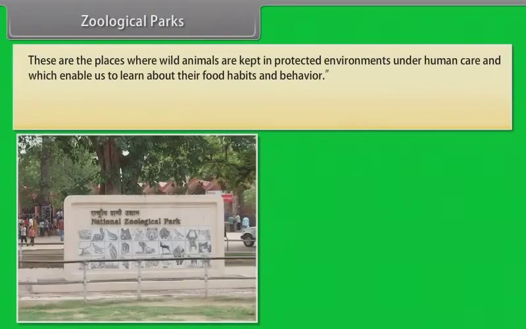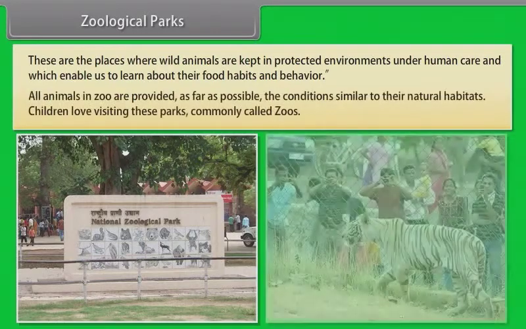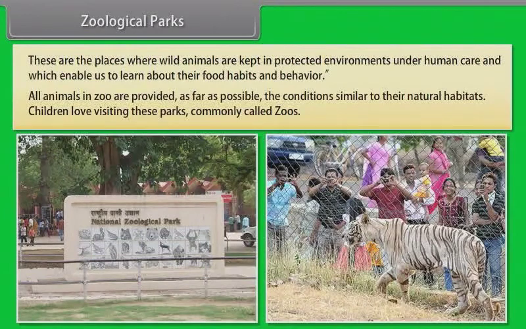Zoological Park: these are the places where wild animals are kept in protected environments under human care and which enable us to learn about their food habits and behavior. All animals in the zoo are provided, as far as possible, the conditions similar to their natural habitats. Children love visiting these parks, commonly called zoos.